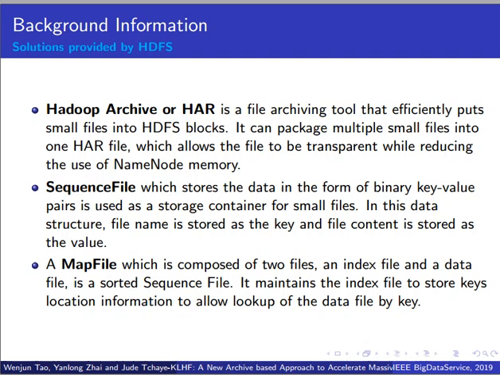Sequence file, which stores the data in the form of binary key-value pairs, is used as a storage container for small files. In this data structure, the file name is stored as the key, and the file content is stored as the value. Sequence files also present several disadvantages. For a particular key, it doesn't have a mechanism for update and delete operations.